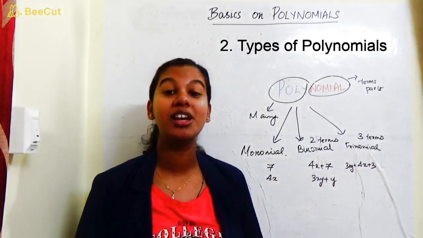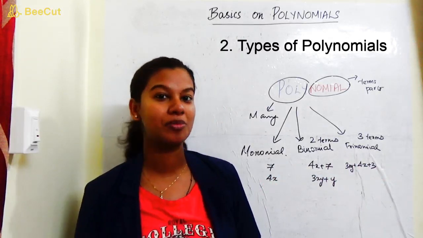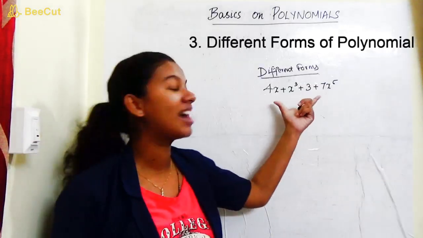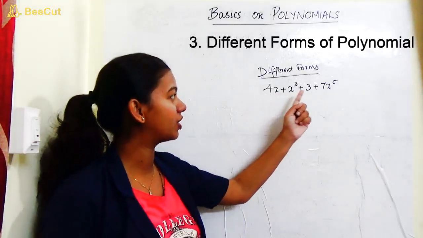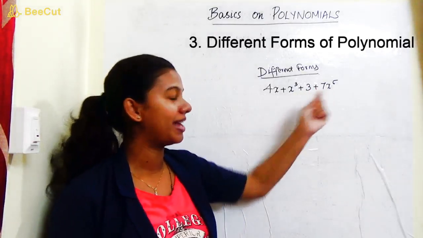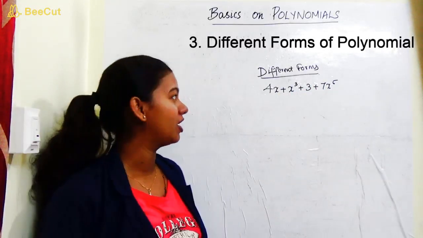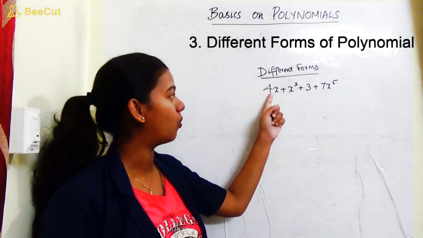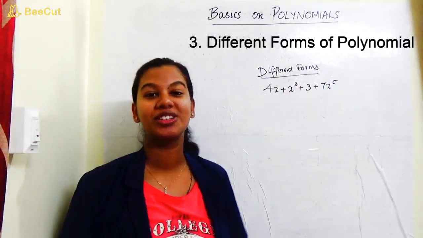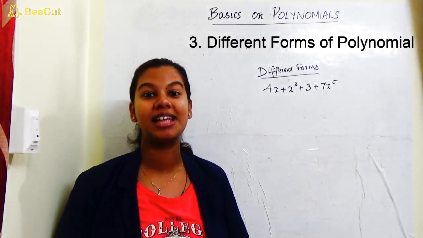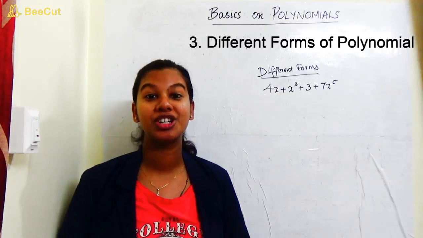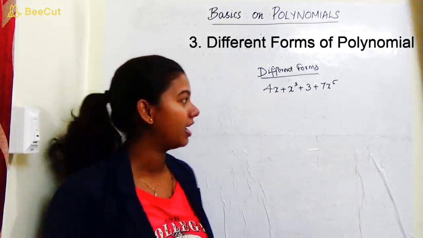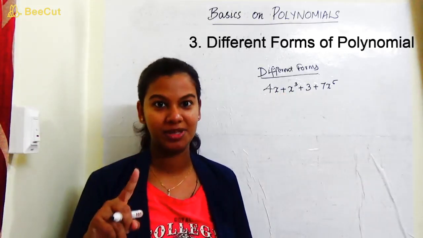Now let's go to the different forms of polynomials. Now consider this example, 4x plus x cube plus 3 plus 7x raised to 5. So how many terms are there? 1, 2, 3, 4. So this polynomial contains 4 terms. Now first of all, let me introduce what the degree of a polynomial is. In this there is only one variable, that is x.